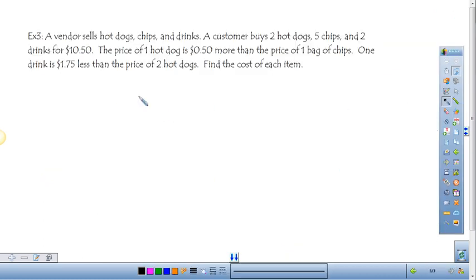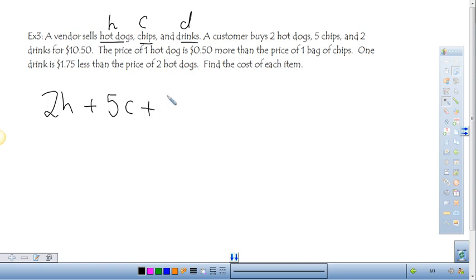So we've got to make the equations here, but they're not too bad. So a vendor sells hot dogs, chips, and drinks. So there's your three variables right there. So we'll use H, C, D. So a customer buys 2 hot dogs and 5 chips and 2 drinks, and it costs them $10.50.